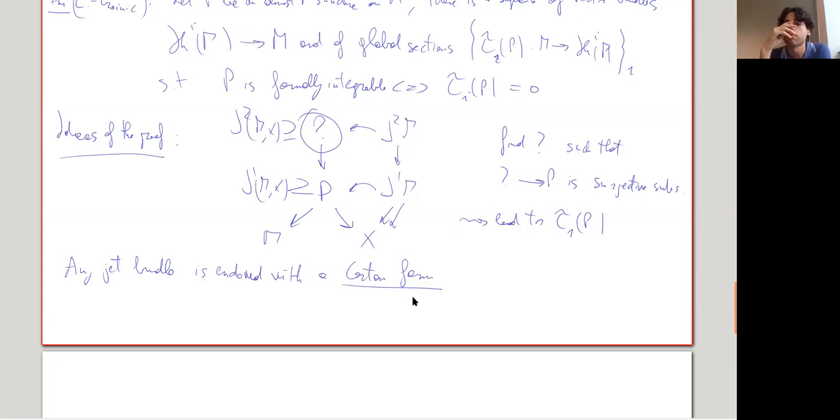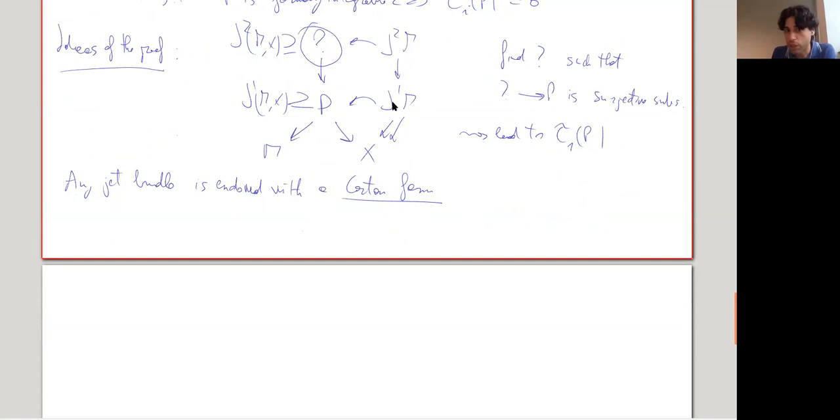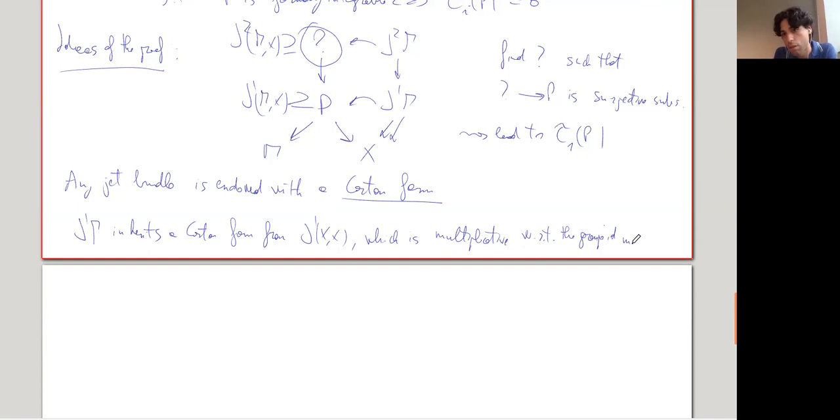What we claim is that the Cartan form adapted in this formalism really has all the properties we need for solving this problem. In particular, here we will have two kinds of Cartan form, one on this jet bundle and one on this other one. And this will actually have further special properties. So J1 Gamma inherits a Cartan form from J1 XX. So, okay, that's obvious. Which is actually not only a differential form with the property of the Cartan form, but I also say it is multiplicative with respect to the groupoid multiplication. So this means that there is some algebraic relation between this form and the multiplication of this groupoid.